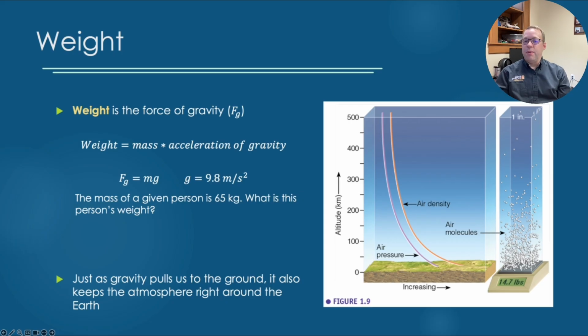All right, so here's a quick example. The mass of a given person is 65 kilograms. What is this person's weight? So the weight is calculated as mass times gravity. So we're just going to multiply the mass of 65 kilograms by acceleration of 9.8. Multiplying those together, you get 637 newtons. If you want to understand what that would be in pounds, that's about 143 pounds.